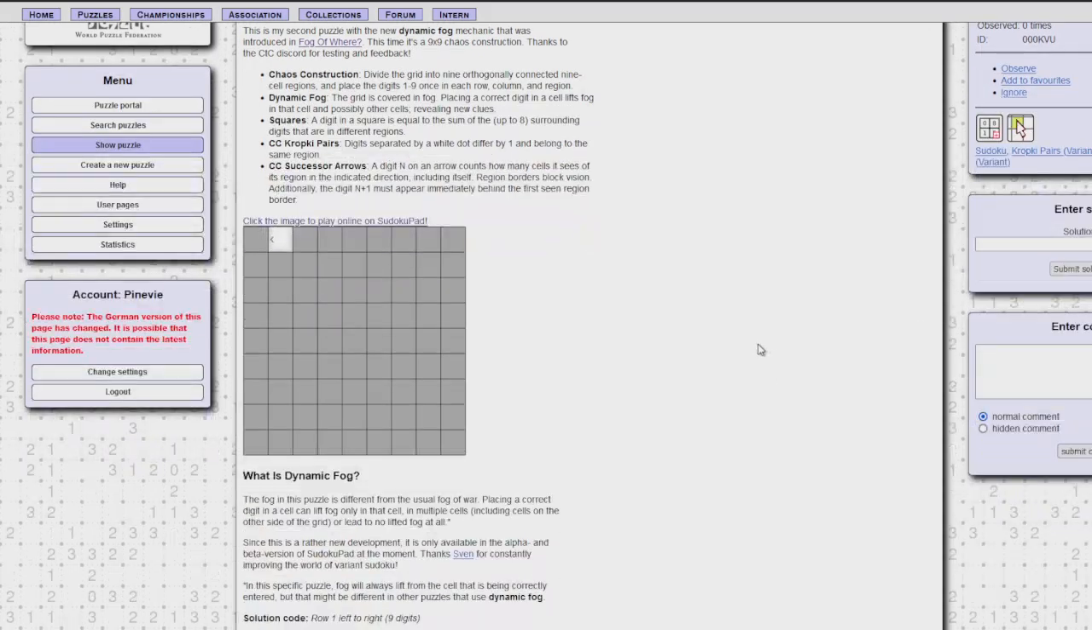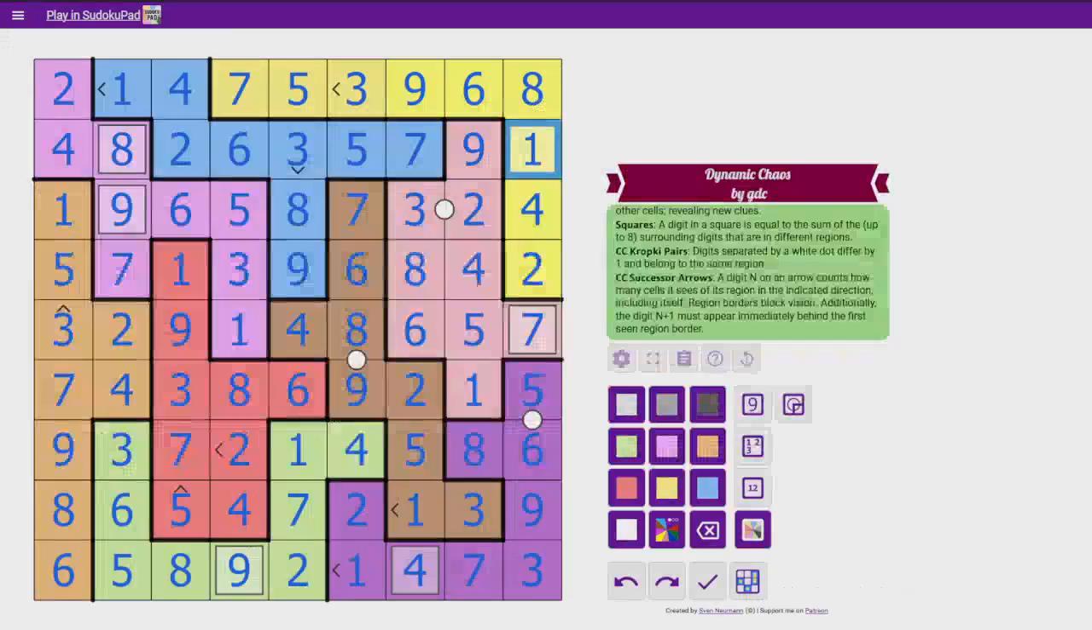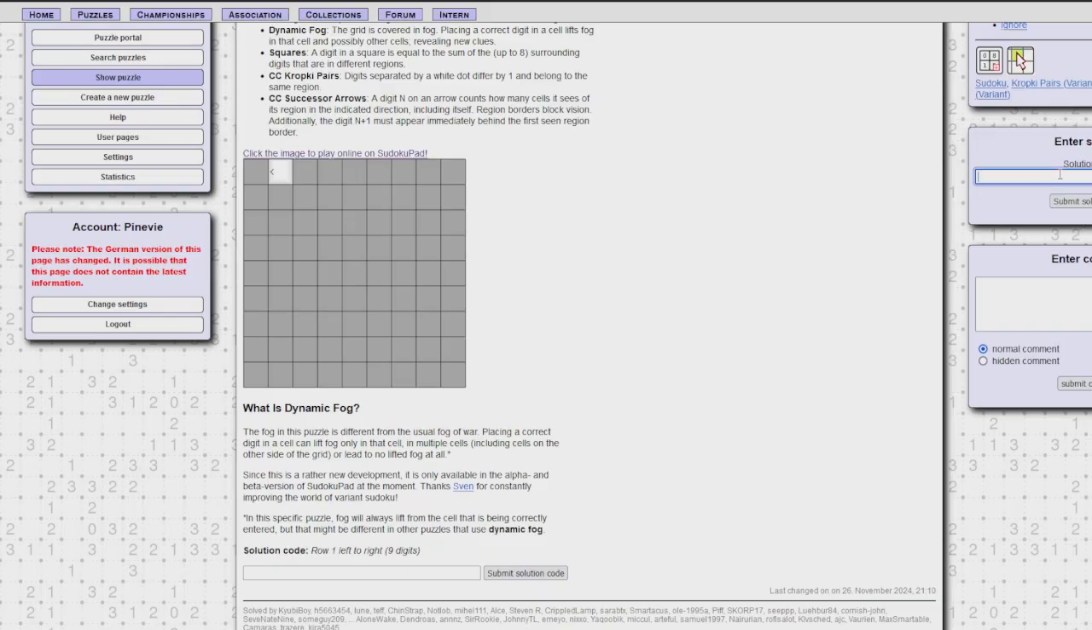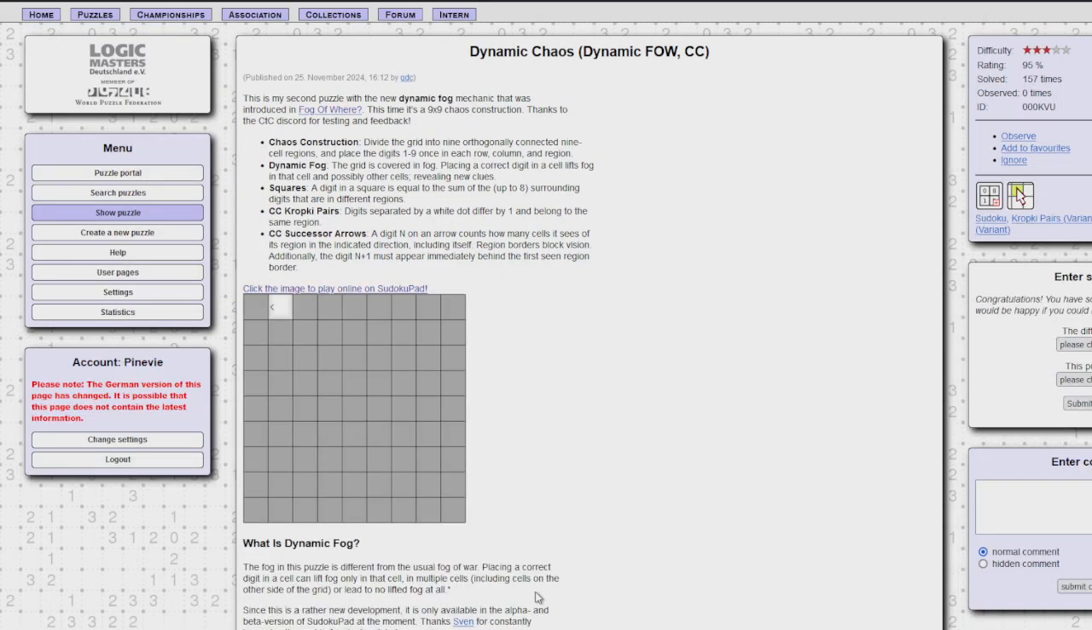Let's see what we need to do here. Row 1, left to right. That would be 214, 753, 968. 214, 753, 968. And there we go. Very cool puzzle. I enjoyed that quite a bit.